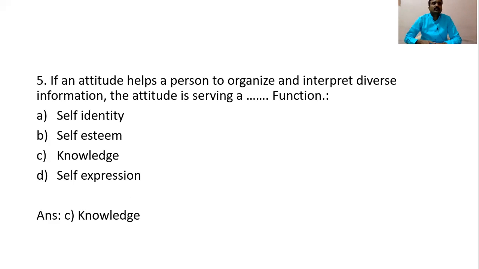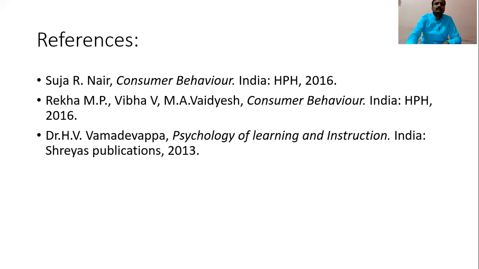And the last one: if an attitude helps a person to organize and interpret diverse information, the attitude is serving the dash function: self-identity, self-esteem, knowledge, or self-expression. So the answer is not self-identity, not self-esteem, nor self-expression. The answer is knowledge. Knowledge is the function of an attitude that helps a person organize and interpret diverse information. So these are the references I have taken to collect the data on various theories of attitude.